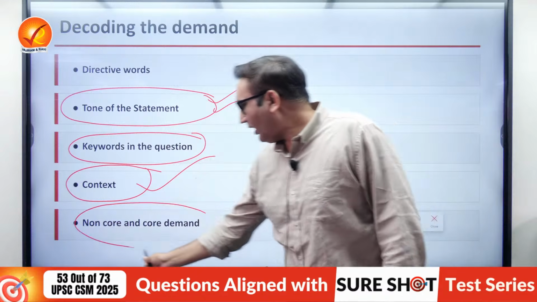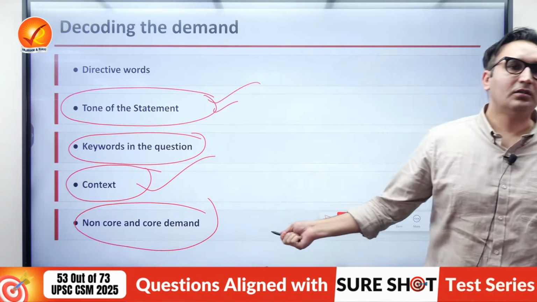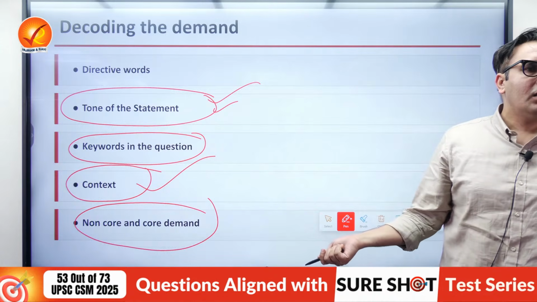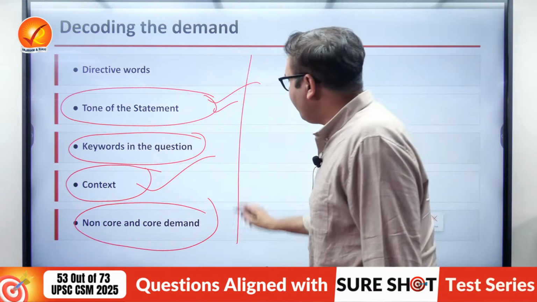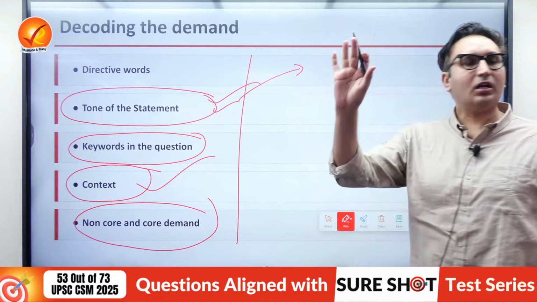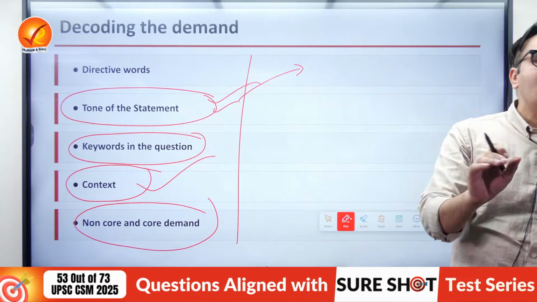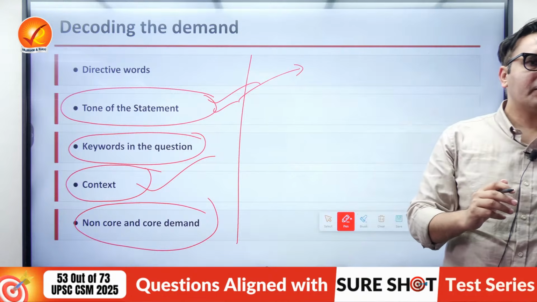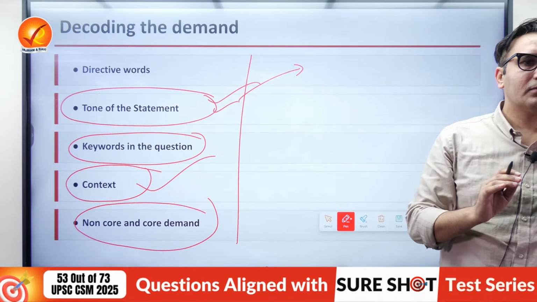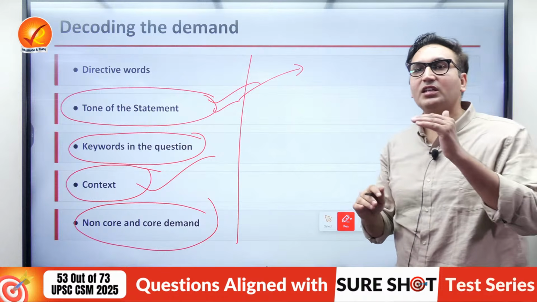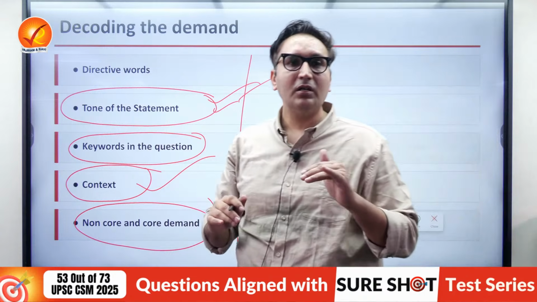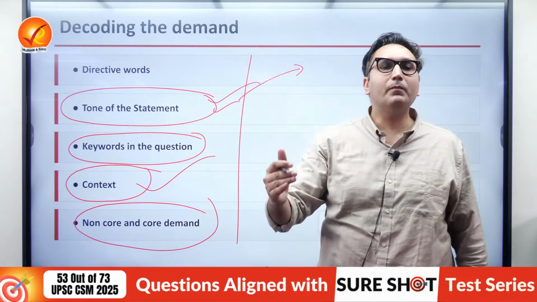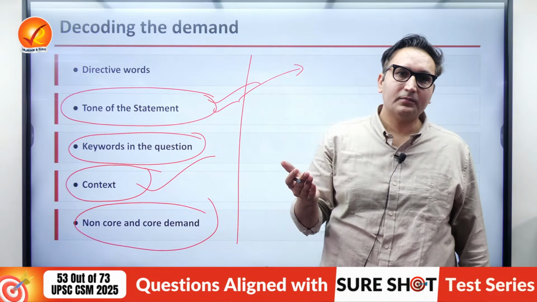And the core and non-core demand. What are these actually? बोले सर ये कैसे पता करूँ core demand कौन सी, non-core demand कौन सी? So it's a simple funda: अगर हम directive word को हटा दें, if we remove the directive word, if we see what they are asking, whatever is explicitly asked, that is your core demand. And whatever you decipher from the directive words, tone of the statement, keywords of the statement, that comes under implicit demand or non-core demand, right?